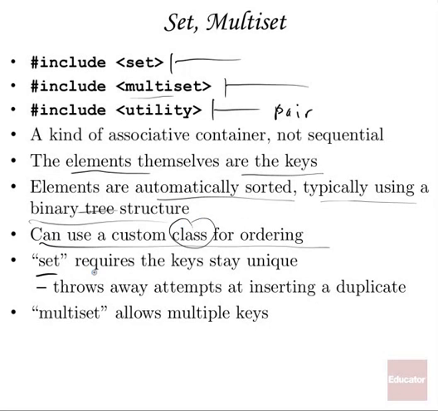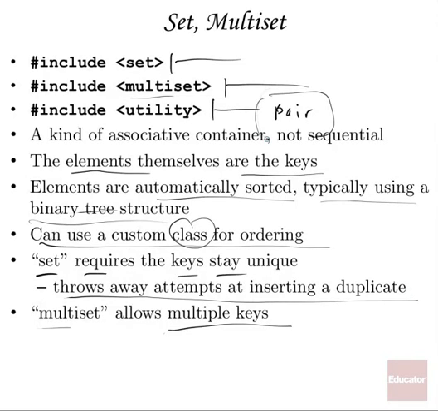The set, like I mentioned, requires the keys remain unique. A multi-set will allow multiple keys that are all the same. And with a set, if you attempt to add a new element and it's already in there, it will just ignore it, which is why you need your pair to find out: did this insert go in successfully?